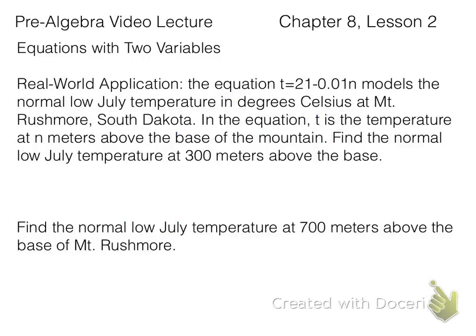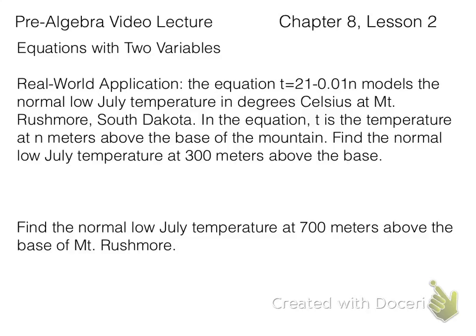The equation T equals 21 minus 0.01N models the normal low July temperature in degrees Celsius at Mount Rushmore, South Dakota. You know, the big mountain with all the presidents carved into it? Yeah, that's Mount Rushmore. In the equation, T is the temperature at N meters above the base of the mountain. So if you start at the base and go up, they're trying to figure out what the temperature will be at a specific height, okay?